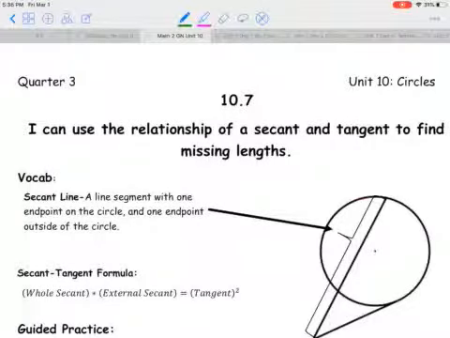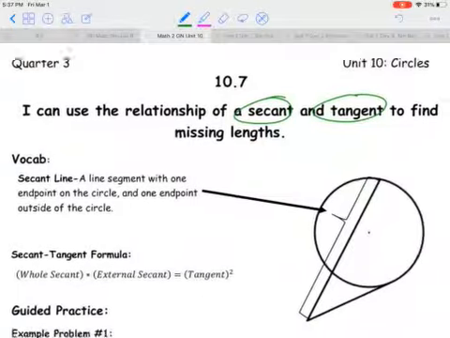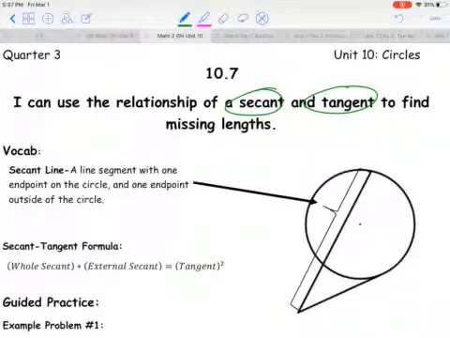Okay, 10.7 is the last one, and it's just a little weird. We're relating secants and tangents, so new words. You've seen secant before when we did the flipped SOHCAHTOA, but a secant line just means it's like a chord, but it keeps going past the circle. A chord would stop right here, but a secant goes outside. And then you've got a tangent line, remember, that touches the circle at one point, so that's your tangent.